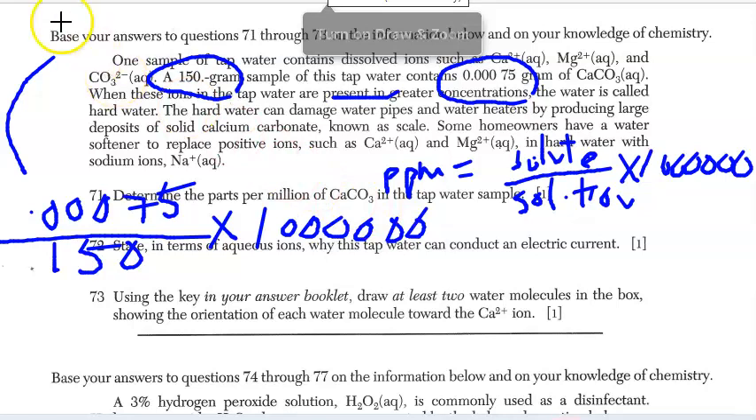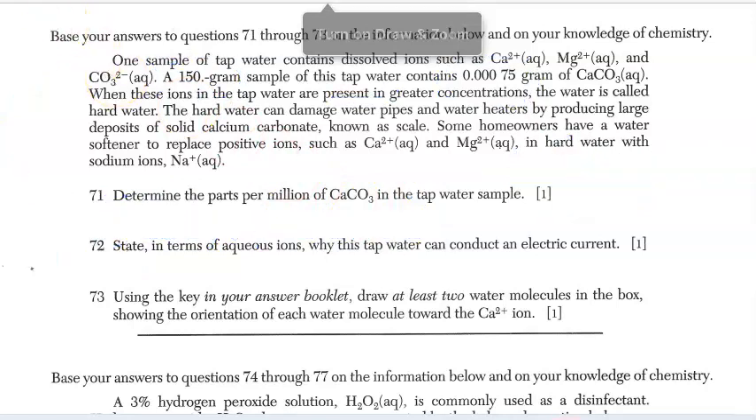All right, we're going to go to 72. In question 72, state in terms of aqueous ions, make sure you have those two words in your answer, why this tap water can conduct electricity. And it's real simple. Because they're aqueous ions, it means that you have these ions in solution and they can move. So mobile ions in solution is your answer. You have to have moving charges for an electric current.